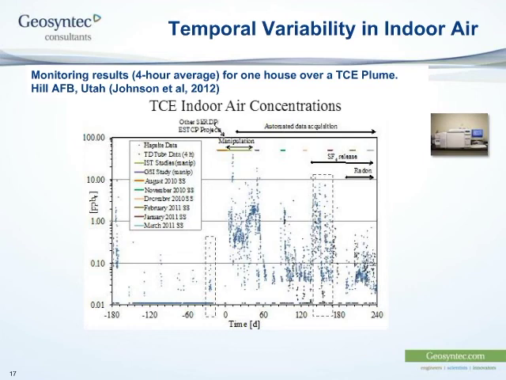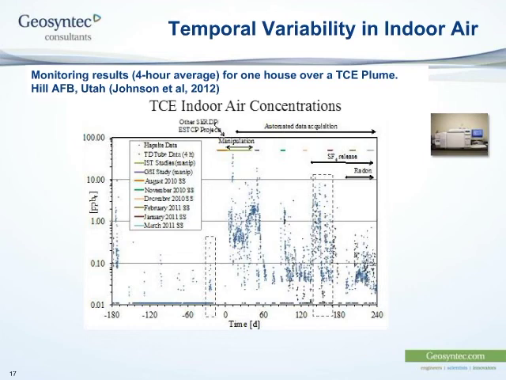So this chart shows data that was collected over 4-hour average intervals from a house purchased by Arizona State University adjacent to Hill Air Force Base in Utah. And you can see that the peak concentrations are at least 3 and almost 4 orders of magnitude higher than the minimum reporting limit. There are instances where there are very few detections with sporadic detects and instances where there are generally detections with sporadic non-detects.